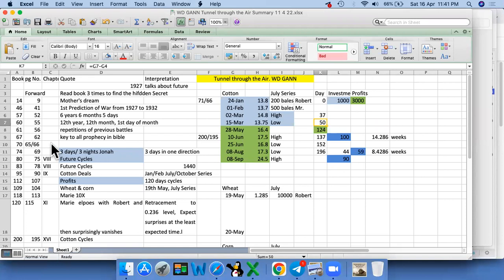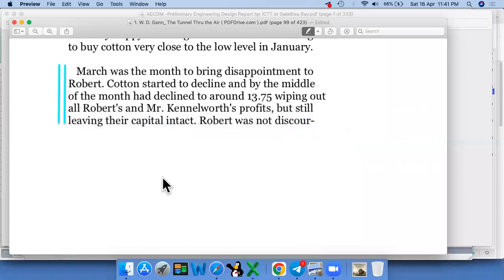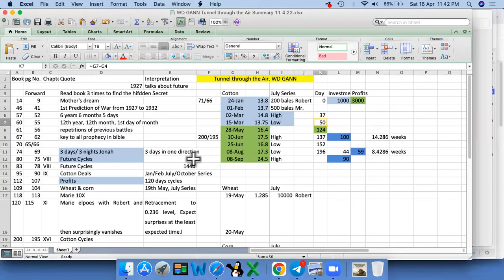So as we have seen over here, on the 15th of March a low was made somewhere around 50 days. After that it started to decline to 13.75. So their buying was almost above that or nearer to that point. It was 13.8 and 13.7, which has been mentioned at both the points, 13.8 and 13.7.